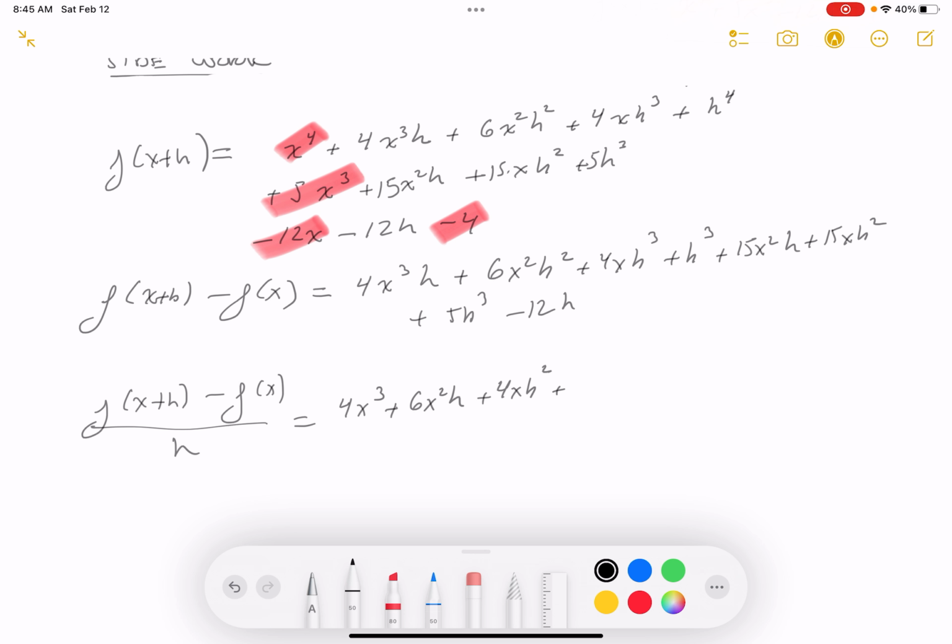Someone says, how do you know you made a mistake? The pattern's not there. So I'm going to erase this over here. That was a 4. Sorry about that. And what do you get? h cubed plus 15x squared plus 15xh plus 5h squared minus 12.